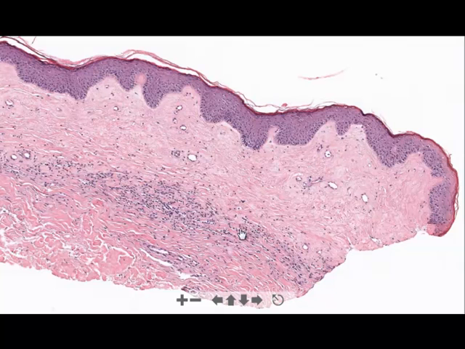You would not typically expect to find this sort of band-like infiltrate abutting the areas of altered collagen. And moreover, in radiation dermatitis, one would also expect to find large and somewhat atypical appearing fibroblasts, or the so-called radiation fibroblasts, that would be absent in a typical case of lichen sclerosus.